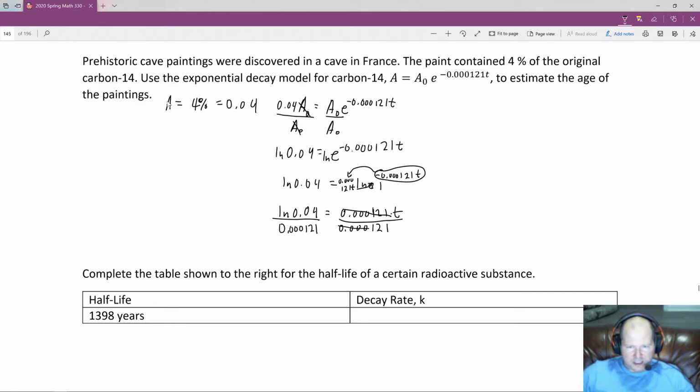So the coefficient of the t cancels out on the right side, leaving me t. So I know that t is equal to the natural log of 0.04 divided by 0.000121. We have to go back and make sure we put this negative in here, that negative exponent throughout the process. Right there, right there, right there, so they can see that. And that gives me t is equal to 26,602. That's close enough. It has a whole bunch of decimals, but that's good enough.